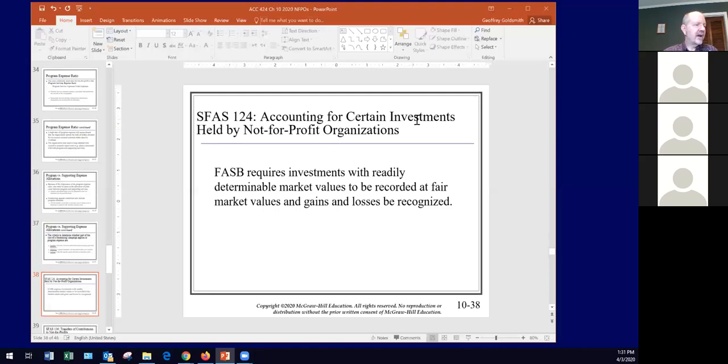FASB 124, accounting for investments held by not-for-profits, says that if a nonprofit organization has a portfolio of investments, they should be recorded at fair market value and recognize the gains and losses in fair market value. What kind of nonprofit organization do you think would have a lot of investments in stocks and bonds? Let me repeat the question. What kind of nonprofit organization might have a huge portfolio of stocks and bonds?